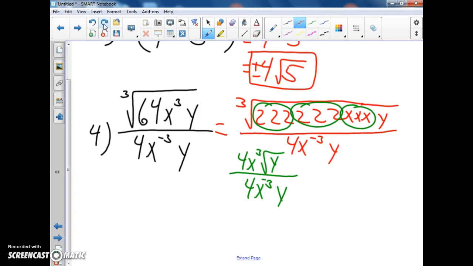Change the negative exponent. So if it's negative on the bottom, it's positive on the top. Okay, so let's make it positive on the top. Here we go. Positive on the top. Now tell me this. How much is 4x times x cubed?